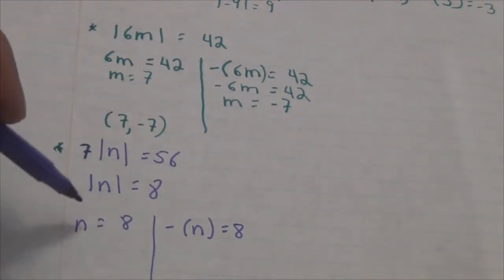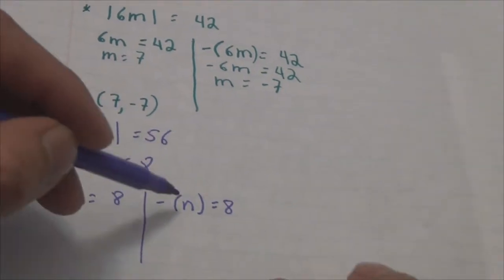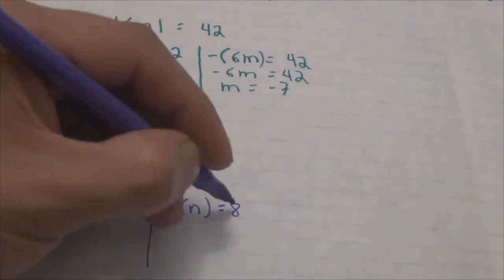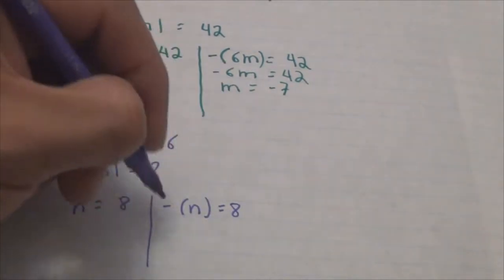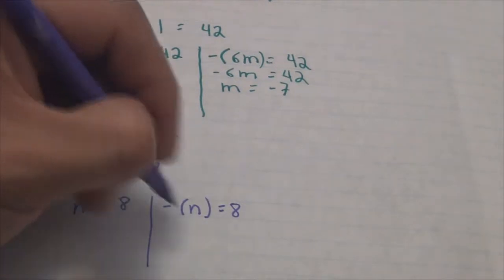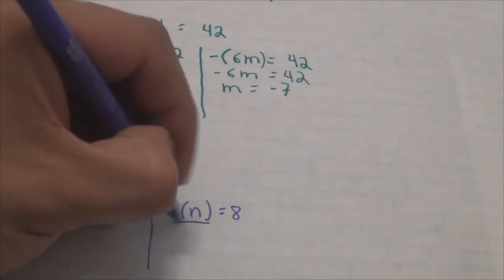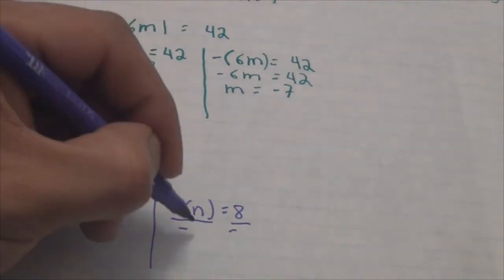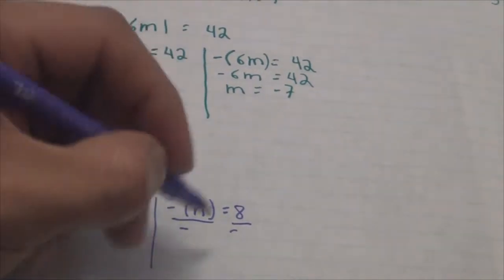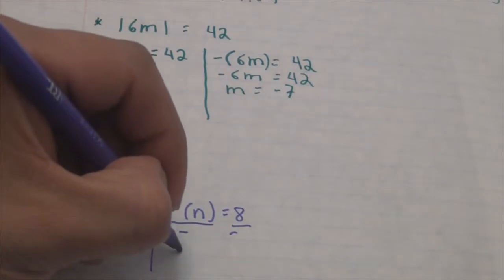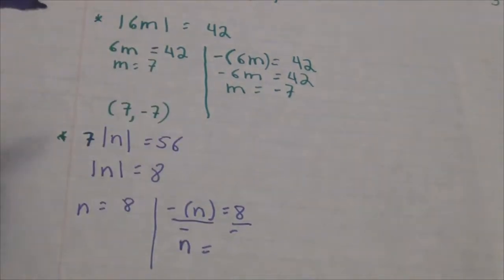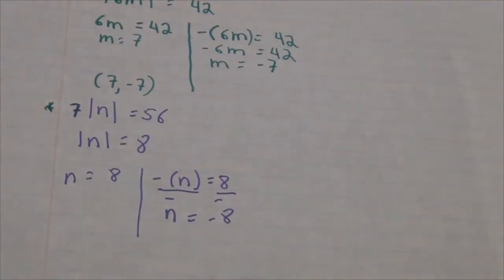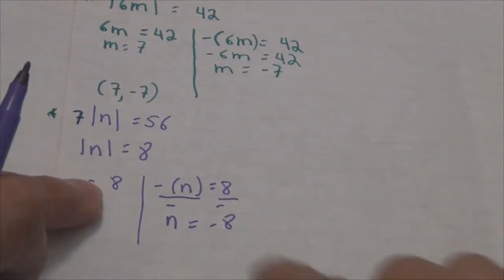So n is 8. There's nothing to do here. Negative of n is 8. So we have negative n equal 8, right? Or I could just divide by the negative. Let me divide by the negative just for the sake of doing it, or negative 1 if you want to. So the negative n becomes positive, and the 8 becomes negative. I hope you understood what I just did. So now we have two values.